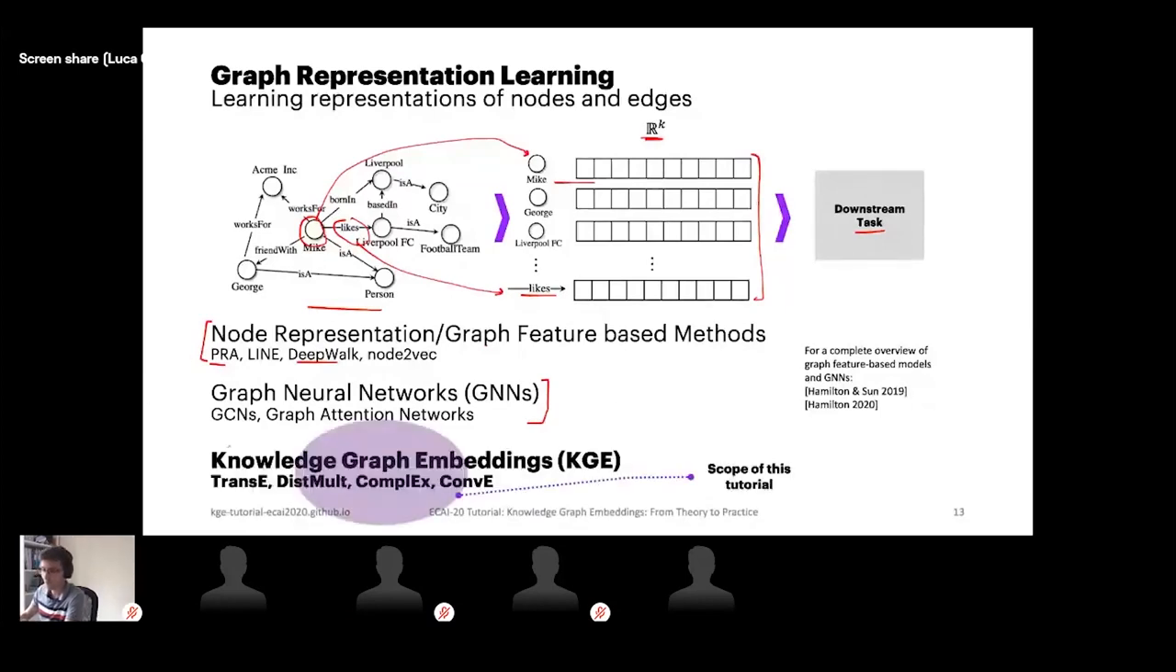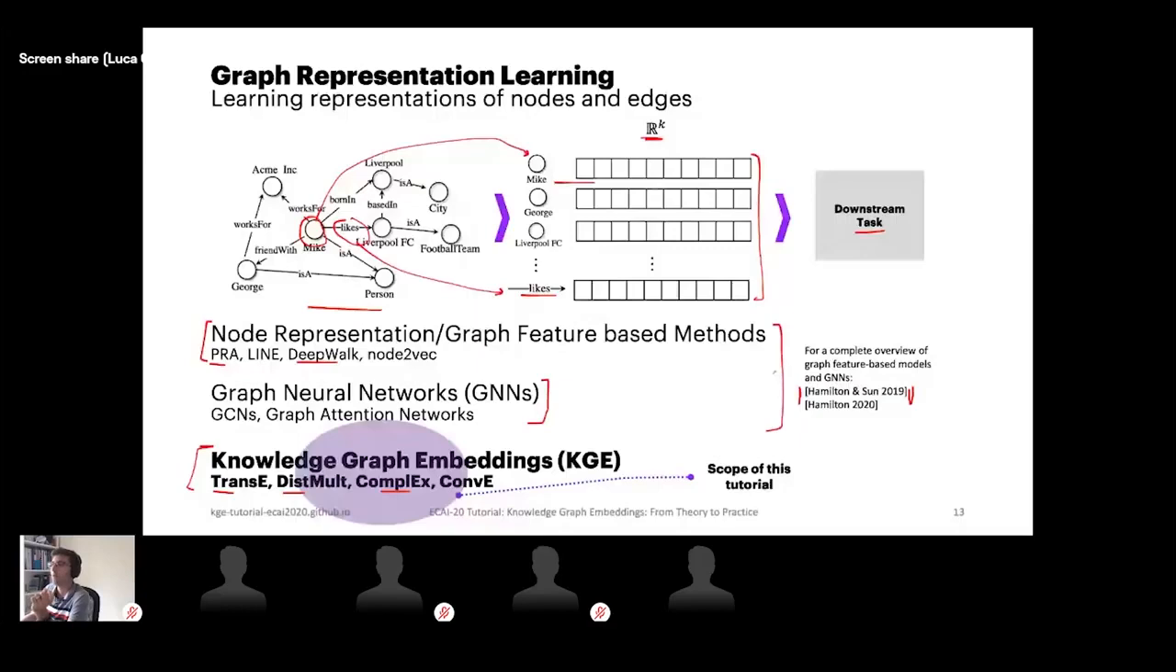We will focus instead on knowledge graph embeddings, KGE in short, and we're going to see how these models work in practice, right? If you are interested in these two families, I would suggest you look up these two references. They'll give you a good overview of what the state of the art is, right?